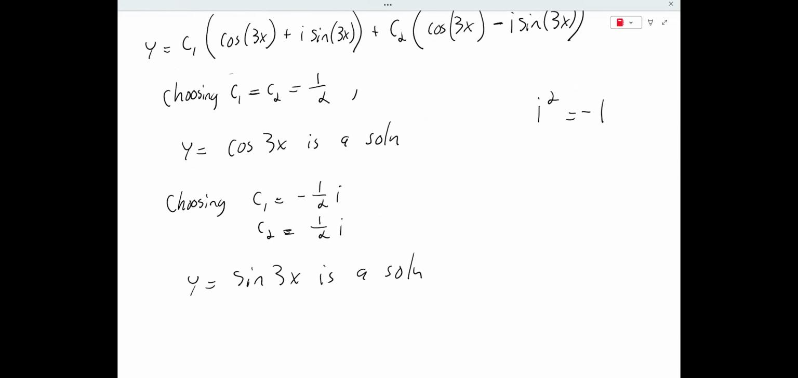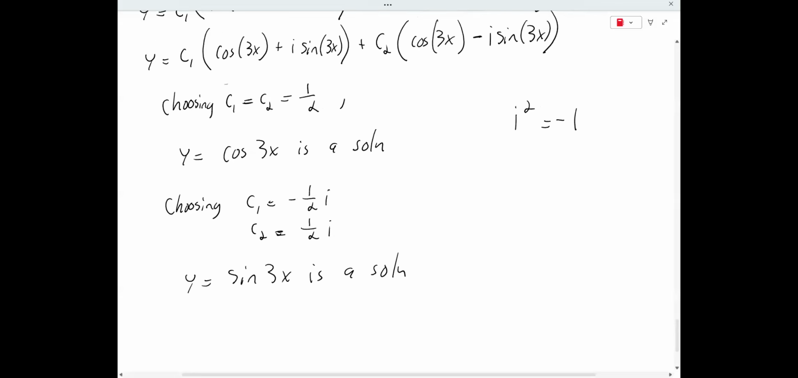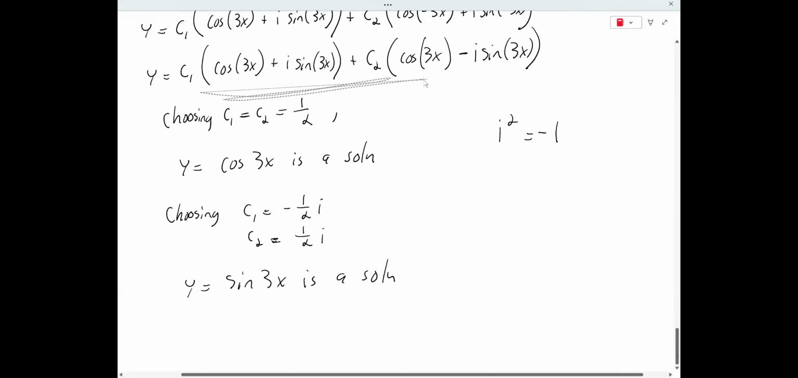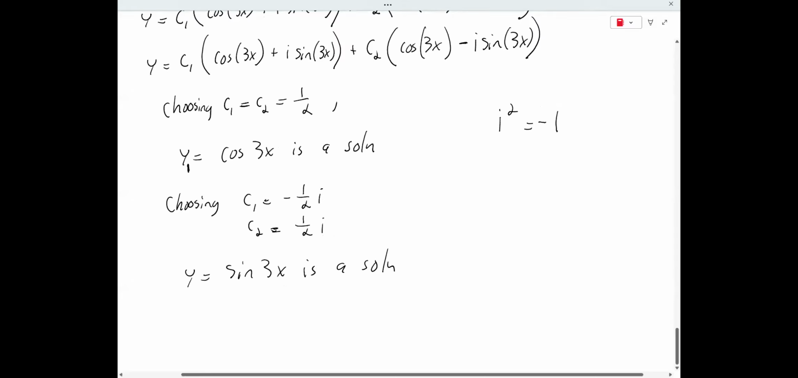This is also a solution here. If you make judicious choices for C1 and C2, you get these two solutions. This is a solution, and this is another solution. I can call it Y1, I got a solution there, and I get a different solution, Y2, here.